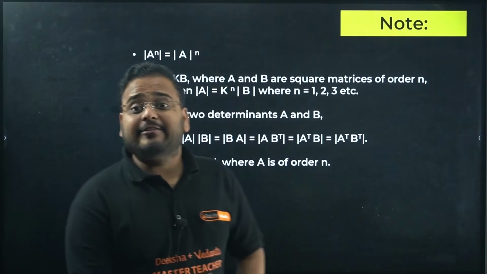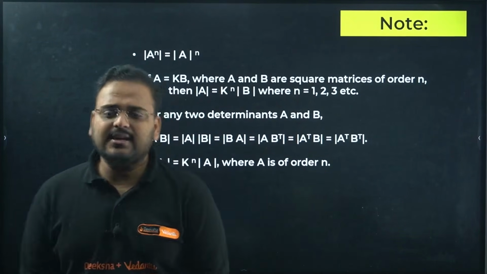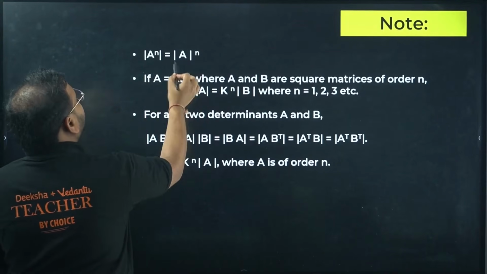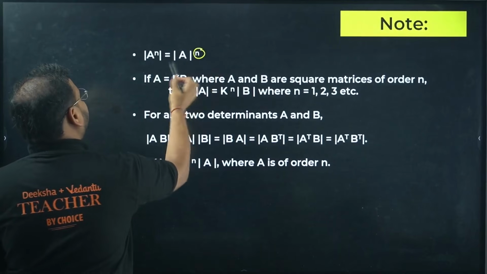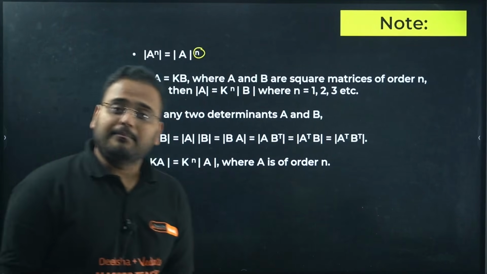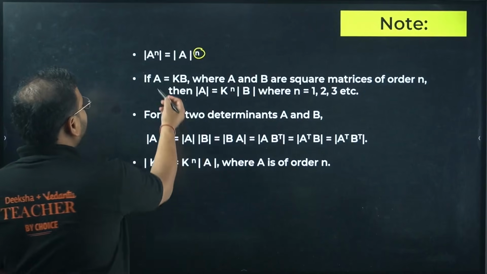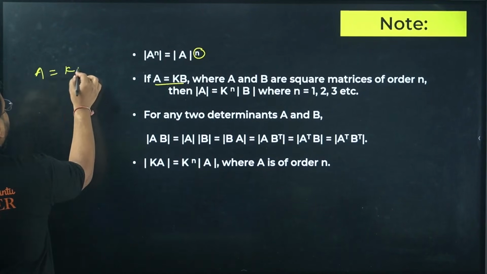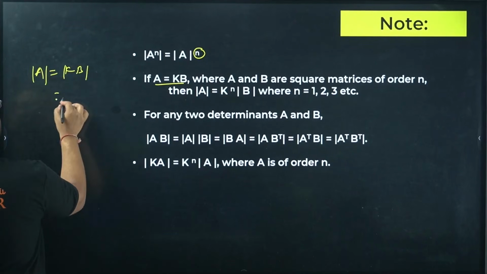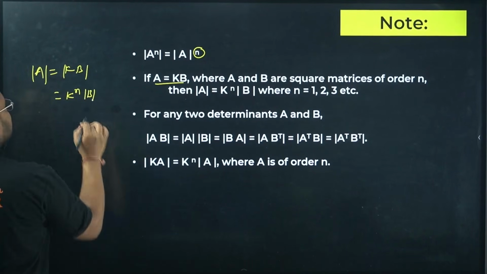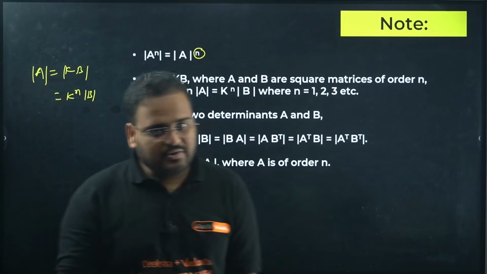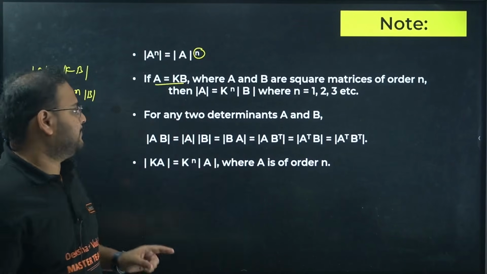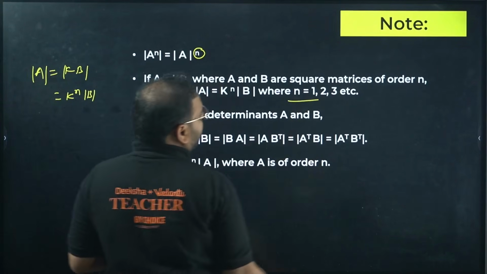A few notes. Some properties are very useful in question solving, especially in KCET, and of course in PU2 also. When you have determinant of A power n, you can simply take the determinant of A and take the n-th power of the determinant instead of the matrix. Where A equals kB is given, if I apply determinant on both sides, I'll write k power n determinant B. k is a constant, a scalar value, B is a matrix. So simply take k to the power n, where n is the order of the matrix B.